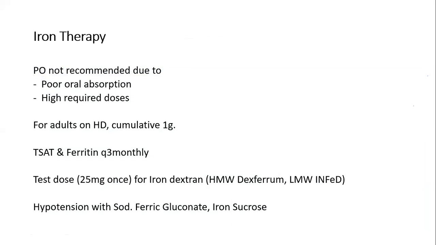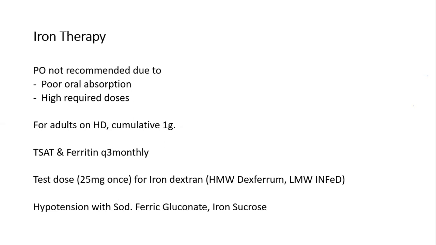So iron replacement orally is not recommended. These patients are malnourished, they have decreased iron absorption, and the iron doses required in these patients are very high. So usually we don't go with oral replacement of iron in CKD because of poor iron absorption. For adults on hemodialysis, a cumulative dose of 1 gram is usually used rather than going into the detail of the calculation. We can do the calculation also, but as a rule of thumb, we go for 1 gram.